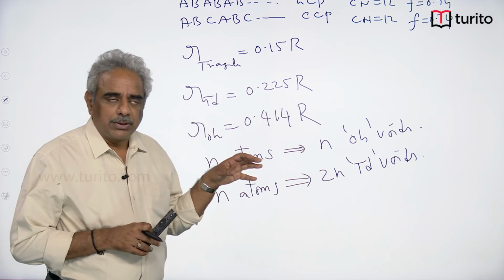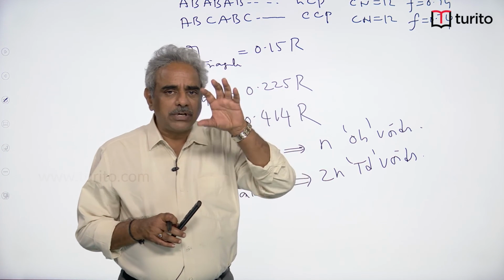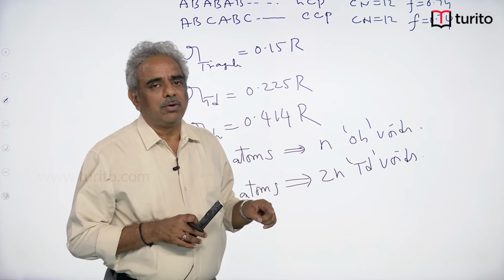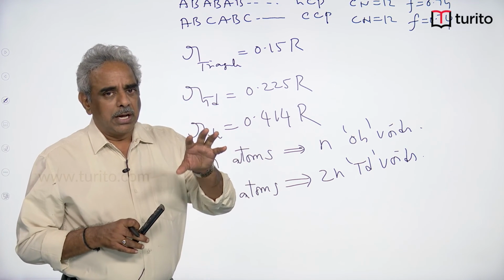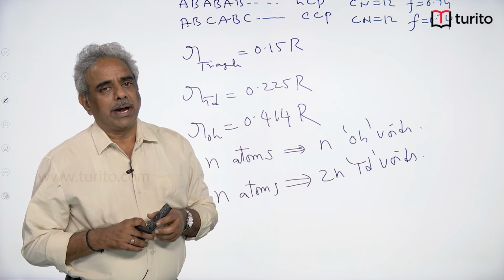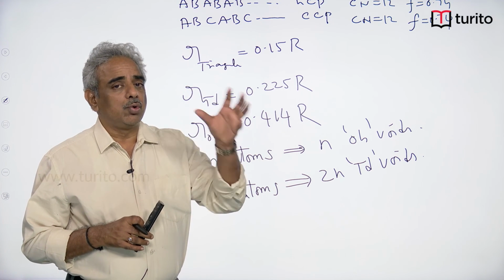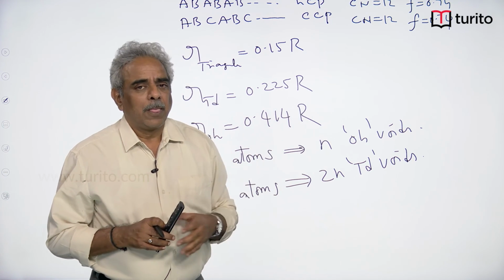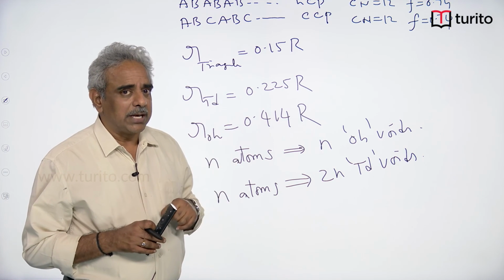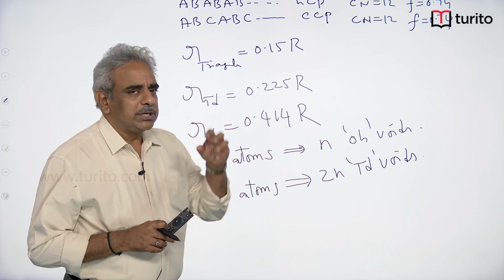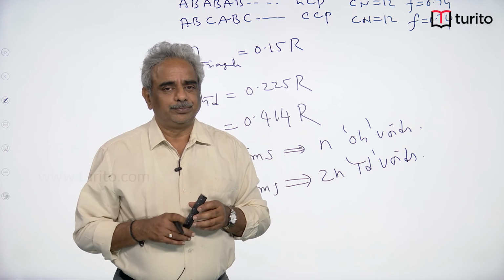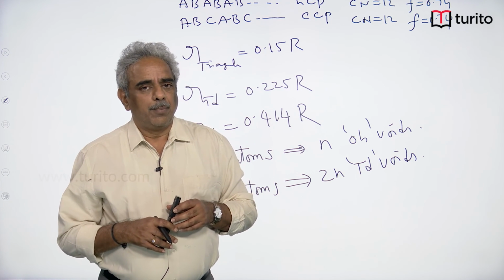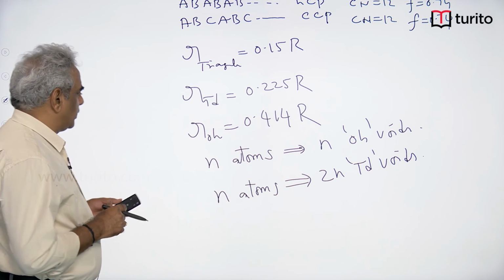Location of the voids means what? In FCC unit cell, on the body diagonal you will have 2 tetrahedral voids, on every edge you will have an octahedral void. Why should you locate? We will learn the importance of that in our next class, but in the meantime we should just focus on even a body centered cubic arrangement.